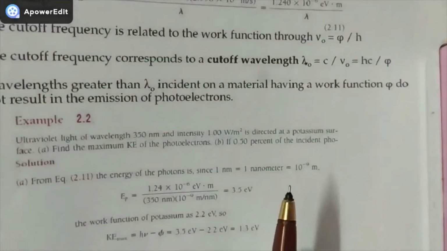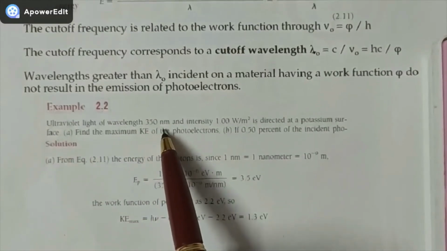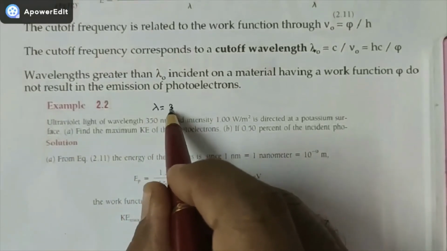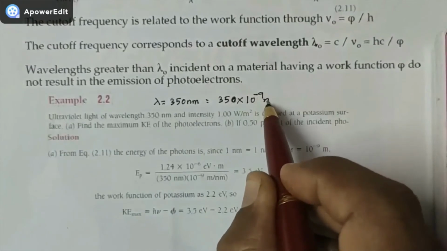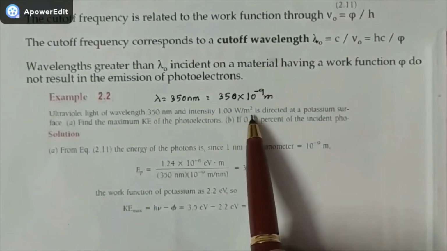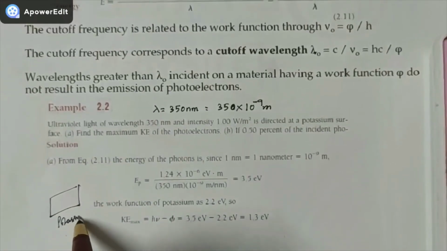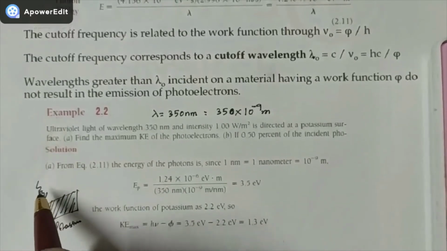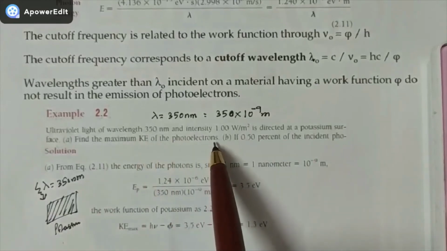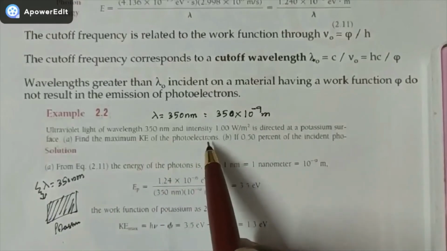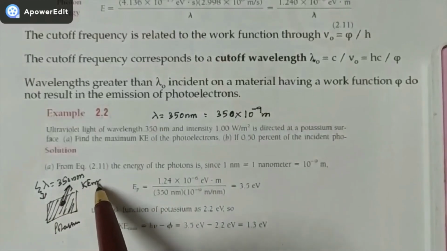Here is a little example that you must do. Ultraviolet light of wavelength 350 nanometer, so this is 350 into 10 to the power minus 9 meter, since nano means minus 9, and an intensity of 1 watt per meter square is directed at a potassium surface. So we have a potassium surface on which electromagnetic radiation of wavelength 350 nanometer is incident. We have to find the maximum kinetic energy of the photoelectron. Forget about the intensity. If this light is falling on this surface, the electron being ejected from the surface, we have to find its maximum kinetic energy.